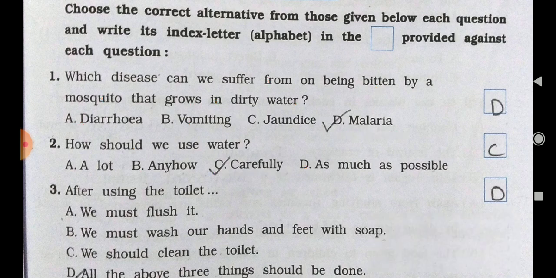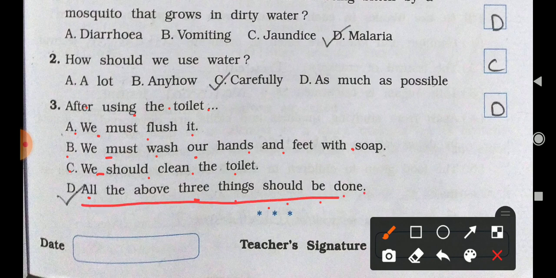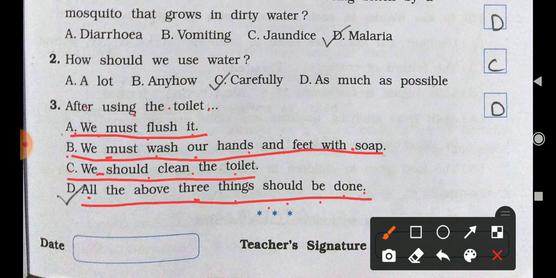Now see the third one, the last one. After using the toilet, what do we have to do? Option A, we must flush it. B, we must wash our hands and feet with soap. C, we should clean the toilet. D, all of the above things should be done. After using the toilet, we must flush it, we must wash our hands and feet with soap, and we must clean the toilet. All this we have to do after using the toilet. So D is the right answer.